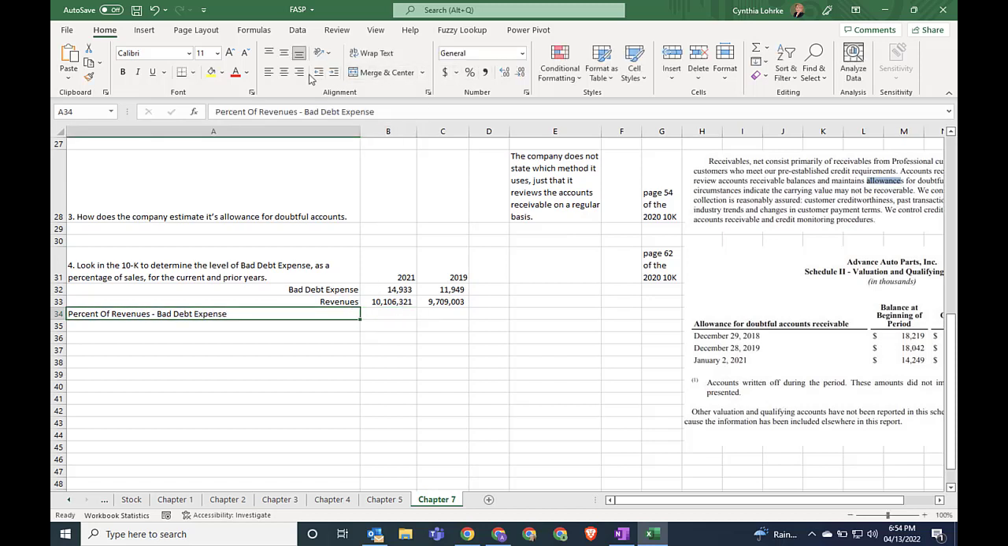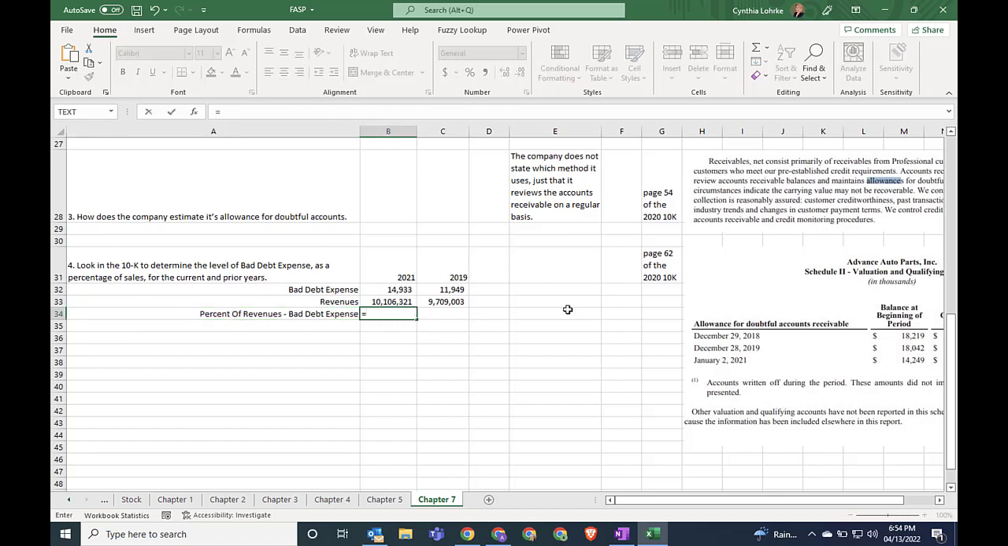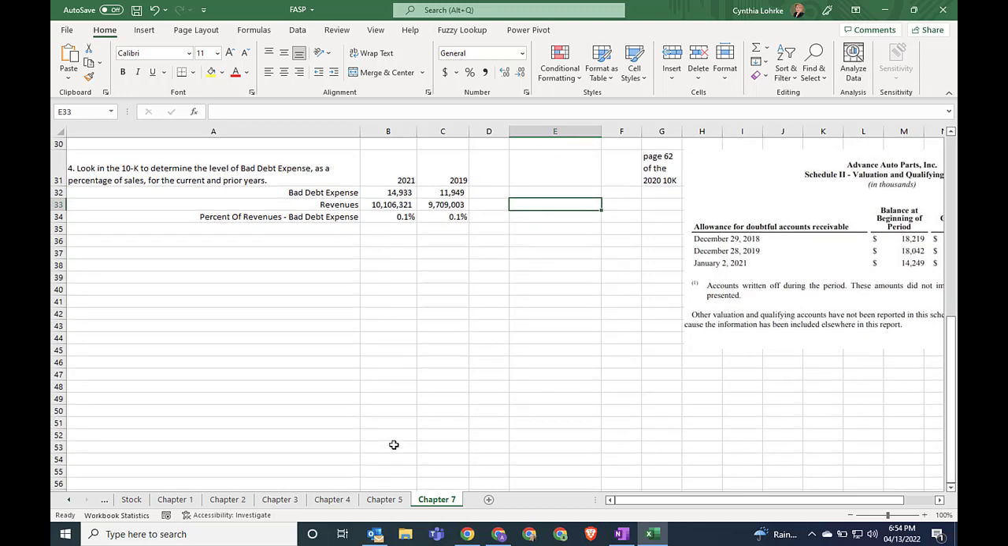Right, justify. I'm going to equal this divided by this. And just copy that over. Don't forget to format. So I format my percentages and bring them up. And there I go, 0.1% each year. Don't forget to put your reference in. And let's move on to the next question.